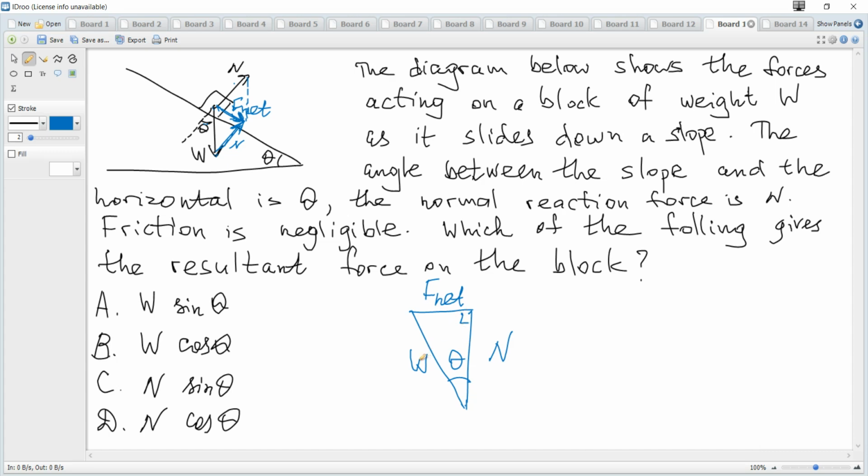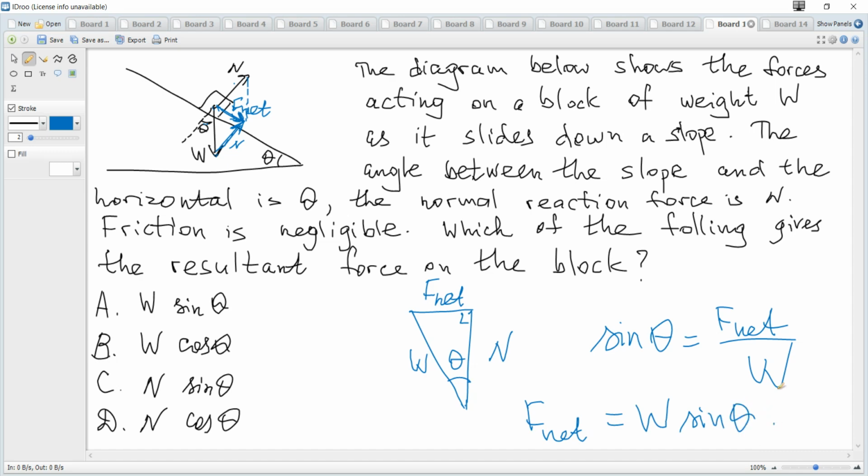And we need to relate W and F net, and we can apply sine. So sine of theta, by definition, is opposite over hypotenuse, so it's F net over W, hence F net is W multiplied by the sine of theta. So A is correct. And that's all for this question.